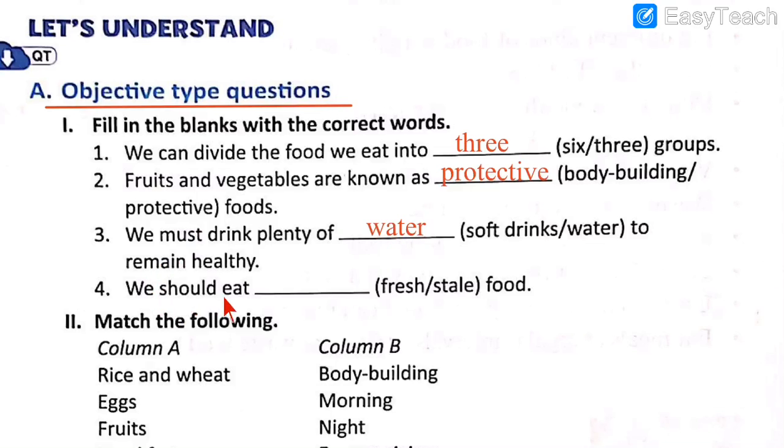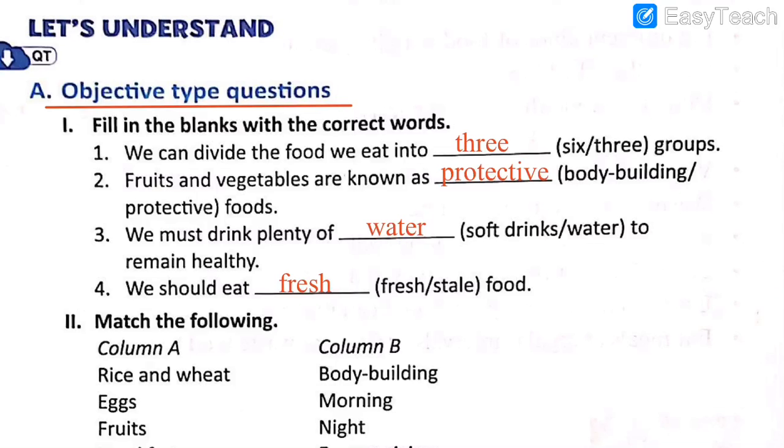Number 4, we should eat dash food. Which type of food should we eat? Should we eat fresh or stale food? Stale food will make you ill. Fresh food will keep you healthy. So we should eat fresh food. So the answer is fresh. We should eat fresh food.